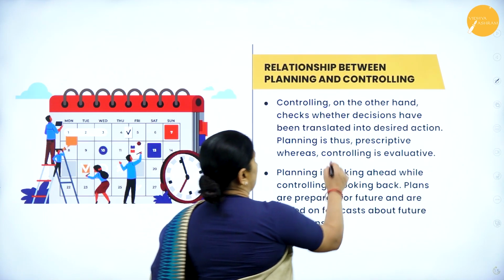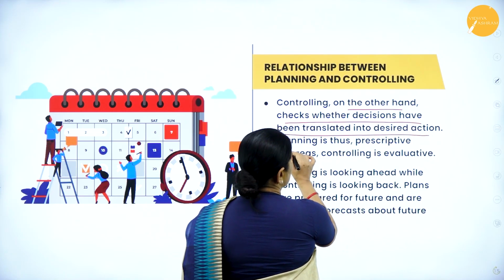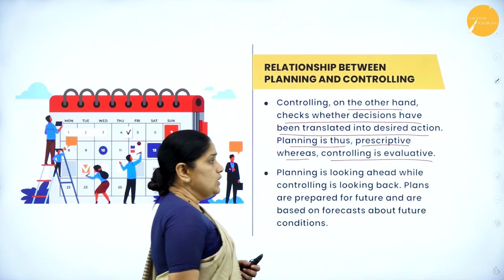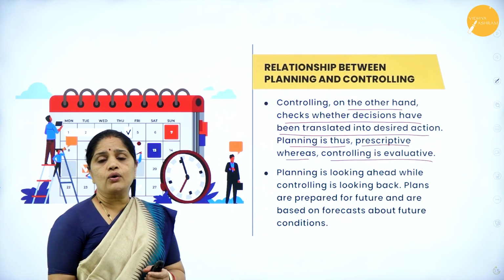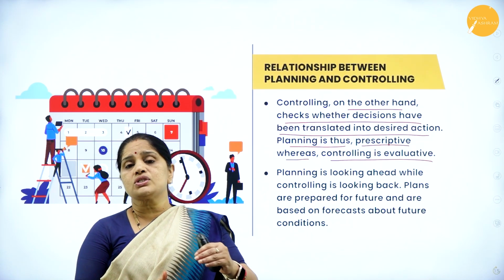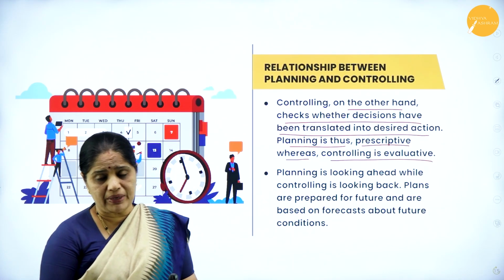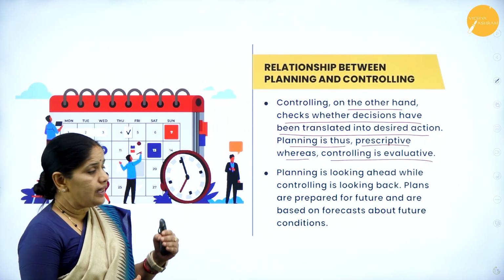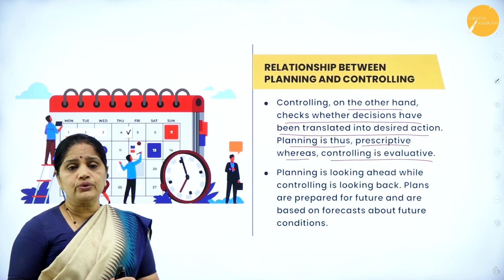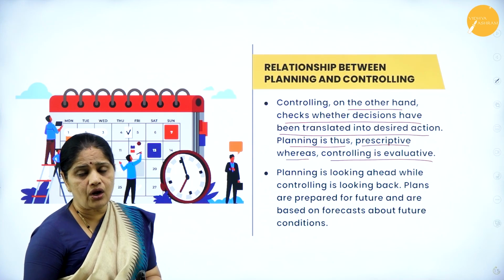Then controlling, on the other hand, checks whether decisions have been translated into desired action. Planning is thus prescriptive, whereas controlling is evaluative. So the controlling function will check whether whatever decisions you have taken, whether we are moving in that course of action, whether the steps taken by us will lead us to that path or goal. So it is ensured with the help of controlling, whereas planning is prescriptive. Planning will tell us what to do, but controlling will just say whether we are doing it in the right way or not.